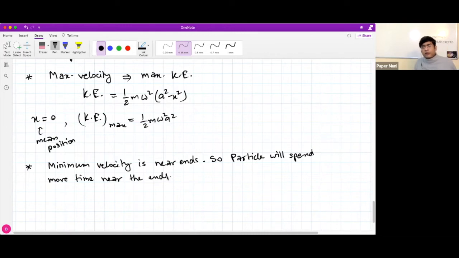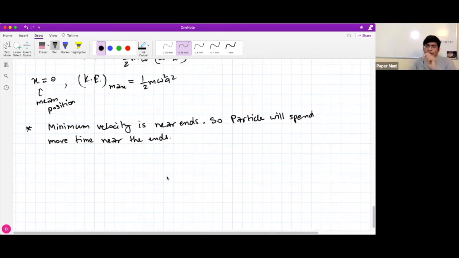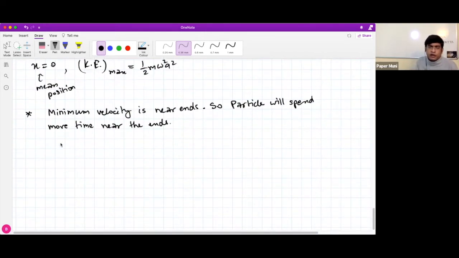If the particle is oscillating like this, in the mean position it has the maximum velocity and then slows down, stops, and then reverses back. As it slows down near the ends, it means that it's spending more time there. It's spending minimum time near the mean position where it has the maximum velocity. It spends very little time at the mean position. All right, so this is another observation.